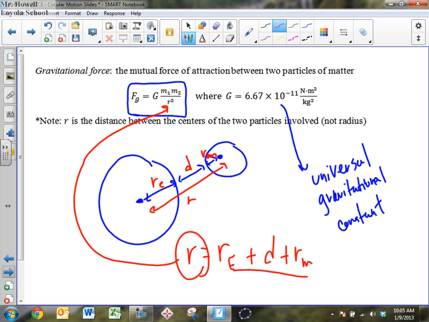Well, I don't know if it matters or not, but how do you know which is RE and RM? E just stands for Earth, M stands for Moon. I'm just giving subscripts for the names. You can call this R1, this one in the middle R2, and this R3, as long as you know to add them together.